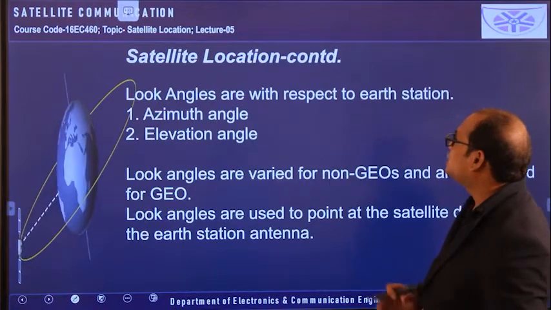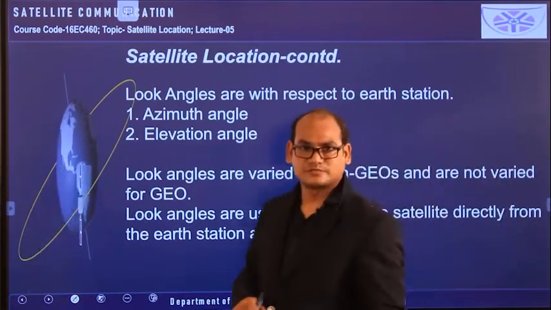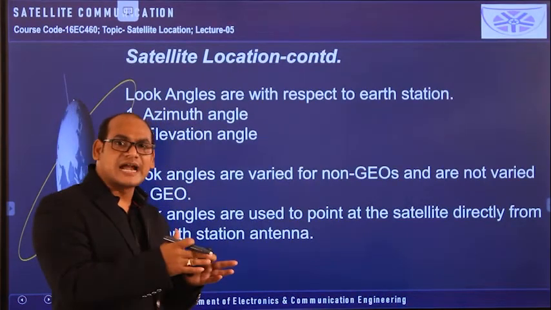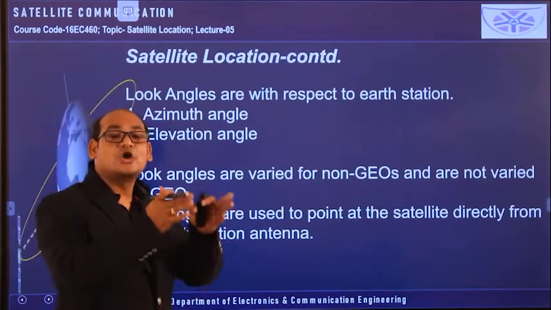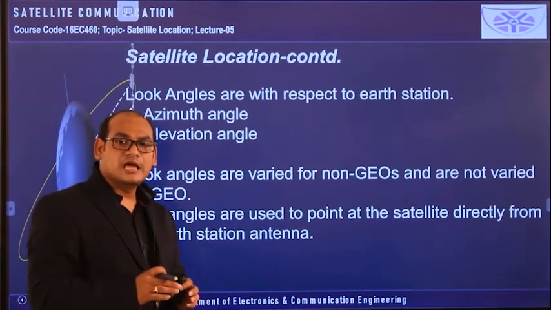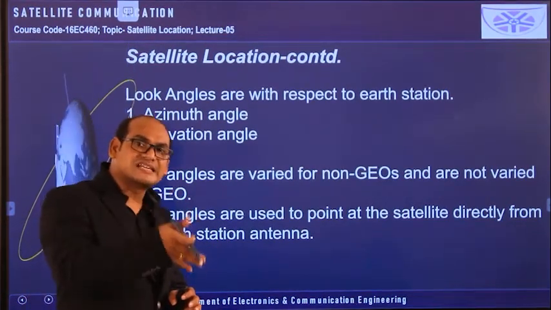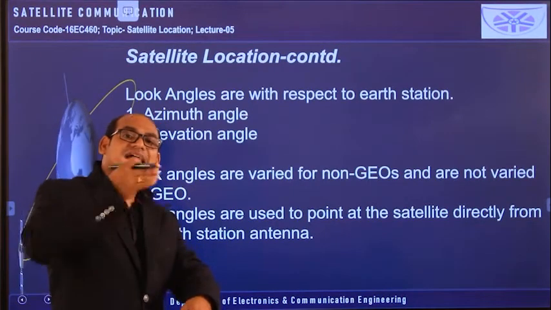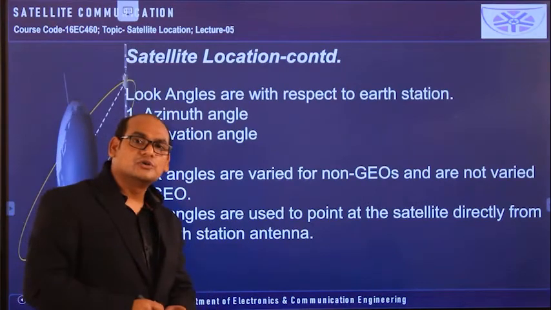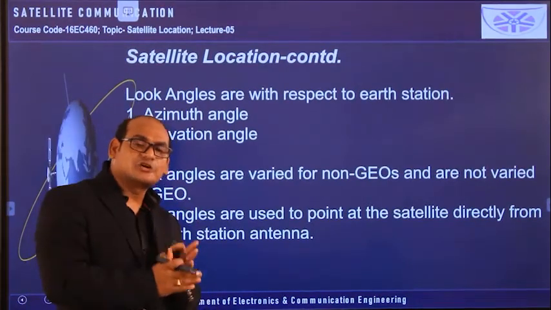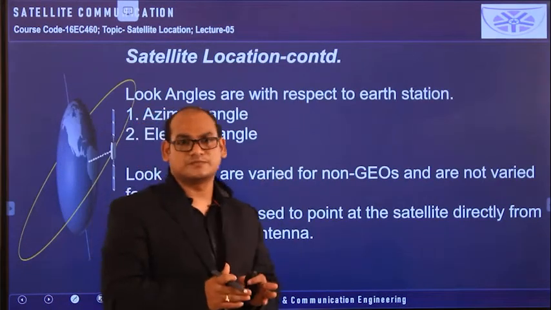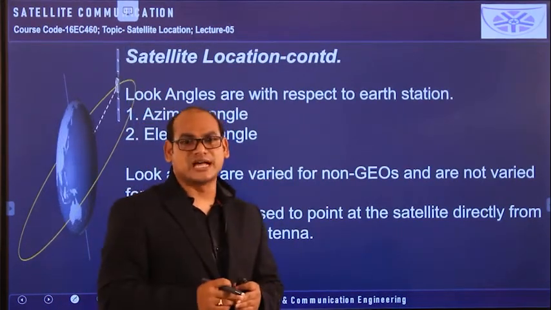So listen carefully. Look angles are with respect to the earth station. Okay, look angles are with respect to the earth station. Our earth station antenna we have to keep in such a way that it points towards the satellite only. Earth station is available on the earth, but the satellite is above the earth, in space. So what we need to do? We need to keep our earth station antenna towards the satellite. Wherever the satellite is there, you need to keep it in that direction only. Then only the maximum signal can be transferred.